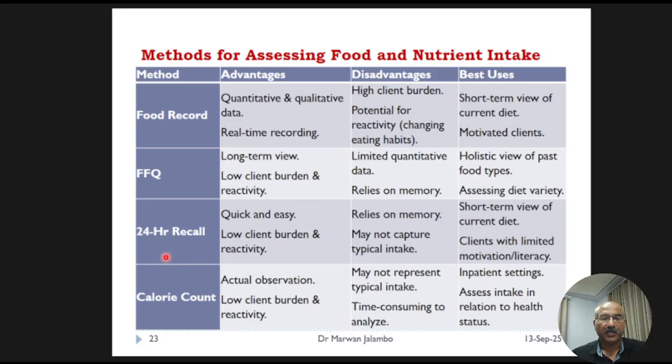Calorie count involves direct observation of intake, usually in an inpatient setting. It's very accurate for what is observed but can be time consuming to analyze and may not reflect the patient's typical food preferences or intake patterns outside of the facility. So as you can see, the choice of tool depends heavily on the clinical question you are trying to answer. And now technology is changing how we approach this.